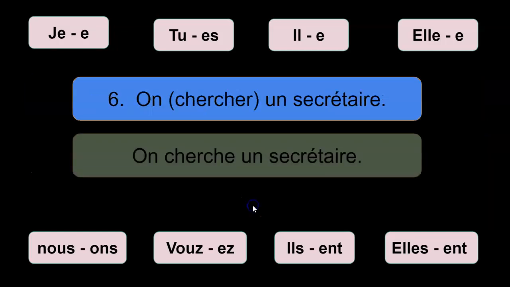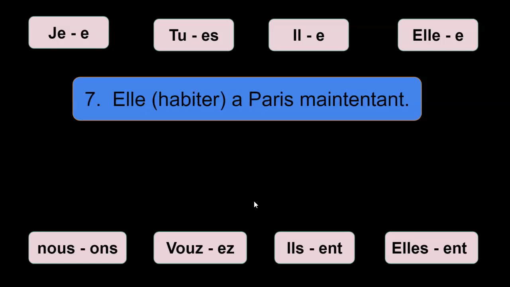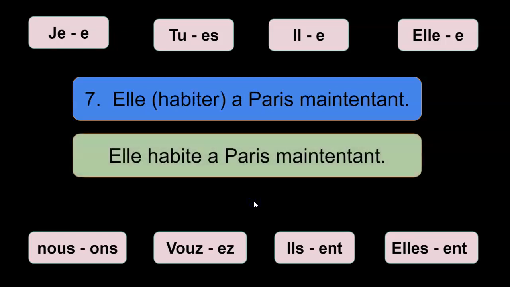On cherchait une secrétaire. We are looking for a secretary. Elle habite à Paris maintenant. She lives in Paris right now. Je voudrais habiter à Paris maintenant. I would like to live in Paris right now.